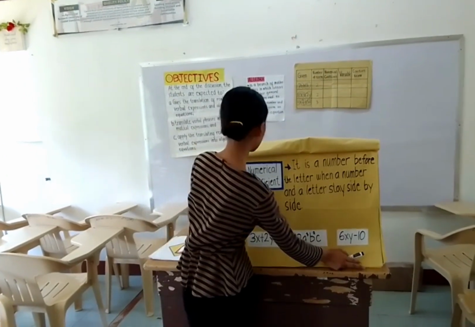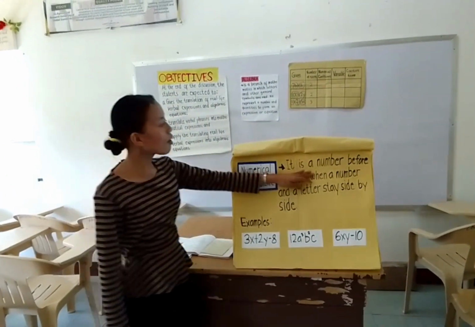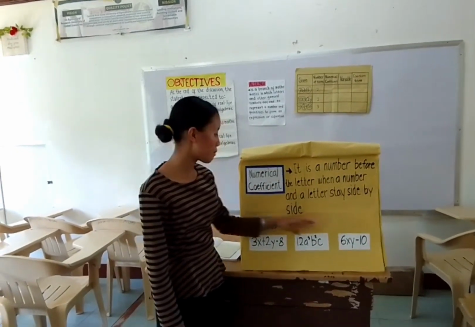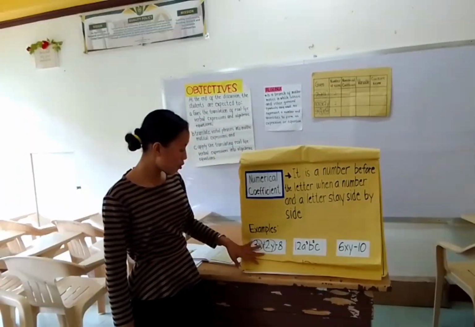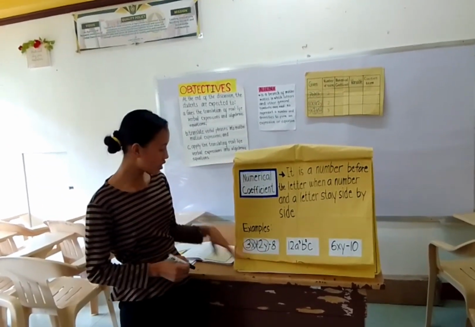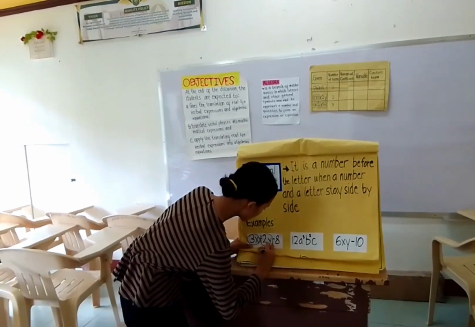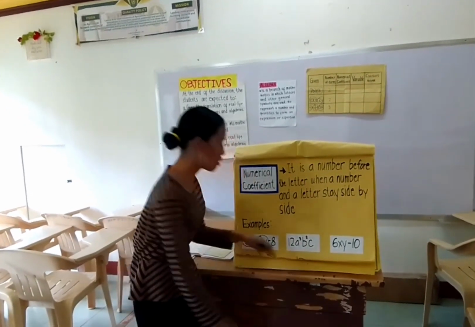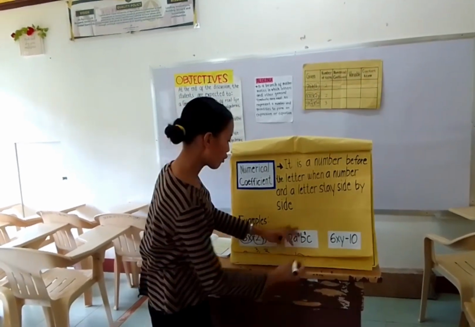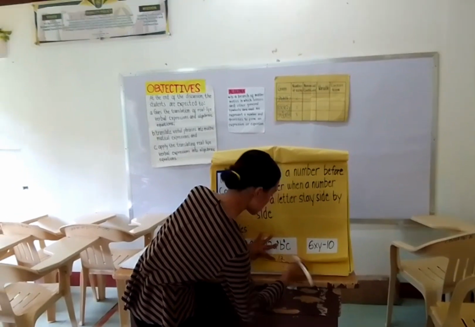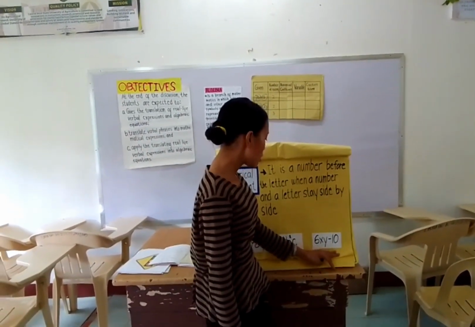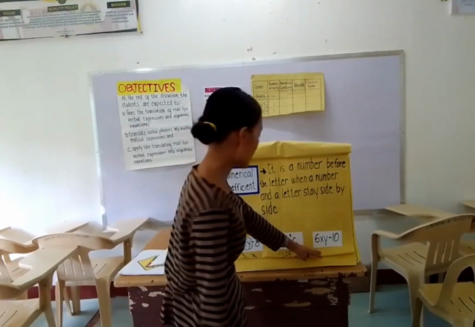The numerical coefficient is the number before the letter when a number and a letter stay side by side. For example, 3x plus 2y minus 8. The numerical coefficients there are 3 and 2. Next, 12a cubed b squared c. The numerical coefficient there is 12. Next, 6xy minus 10. The numerical coefficient here is 6.